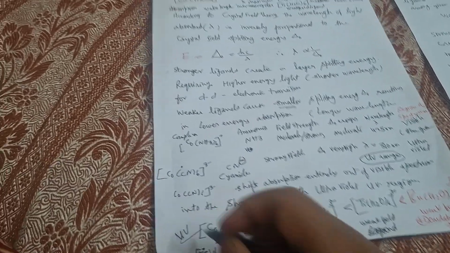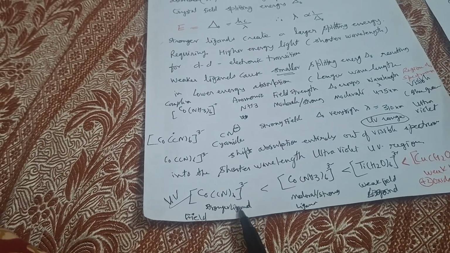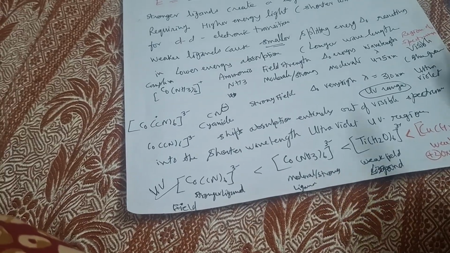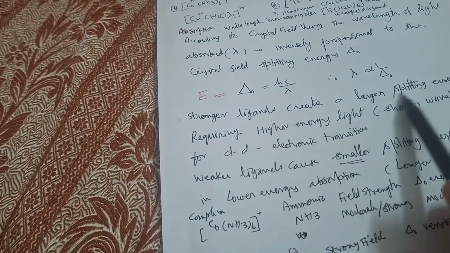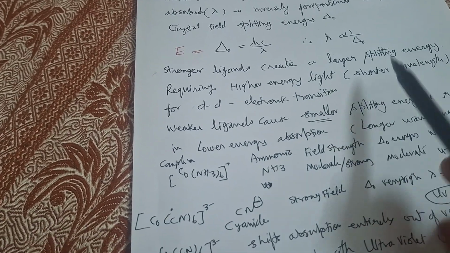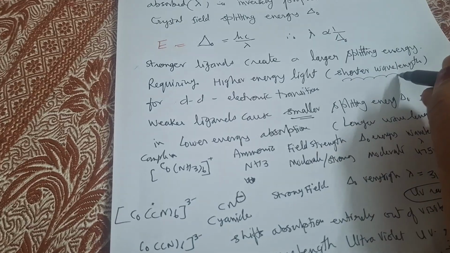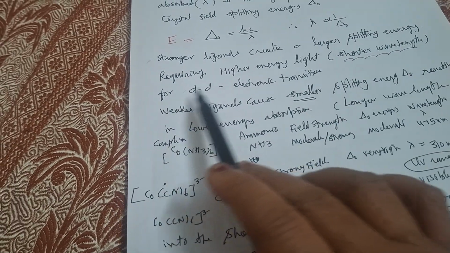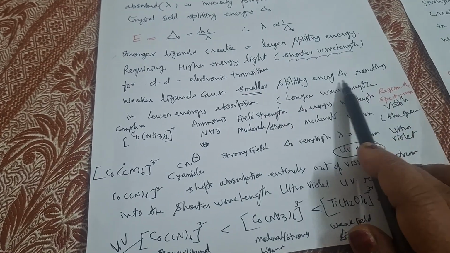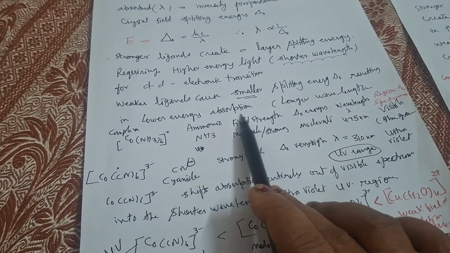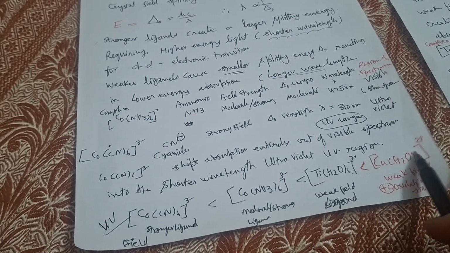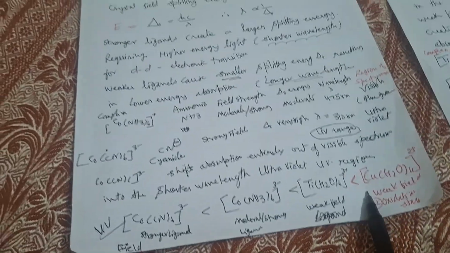Sometimes they can ask this type of question also. This is in the UV region and this is in the visible region. Now I told you a stronger ligand creates a larger splitting energy, requiring high energy light. High energy light means shorter wavelength. So this has shorter wavelength for d-d transition, whereas a weaker field ligand gives small splitting energy delta O, resulting in lower energy absorption, so longer wavelength. So these two have longer wavelength and this has the longest wavelength.